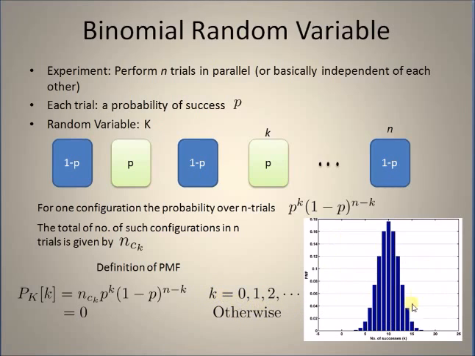And this is a graphical representation of the binomial distribution for a discrete random variable with n equal to 20 and k changing from 0 to 20.